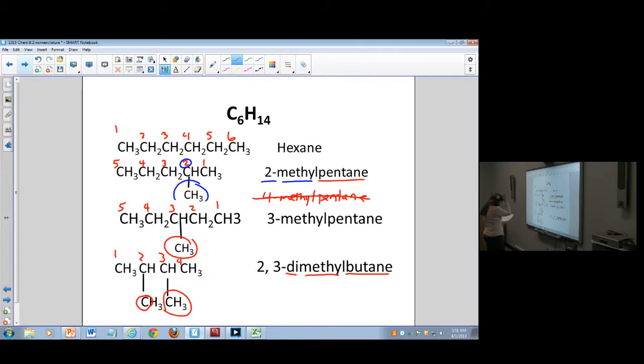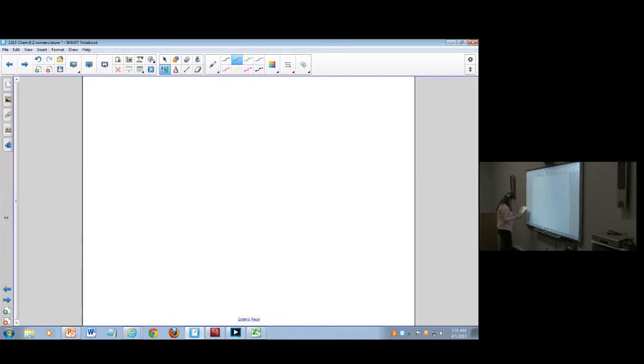So, is it possible for me to have others? Well, we're not really going to deal with the cyclic structures, but we could also have cyclic structures. I'm not really going to expect you to be able to identify cyclic structures, but we could still have another one or two of these hexanes, or these C6H14 molecules. So we can come up with a few more.